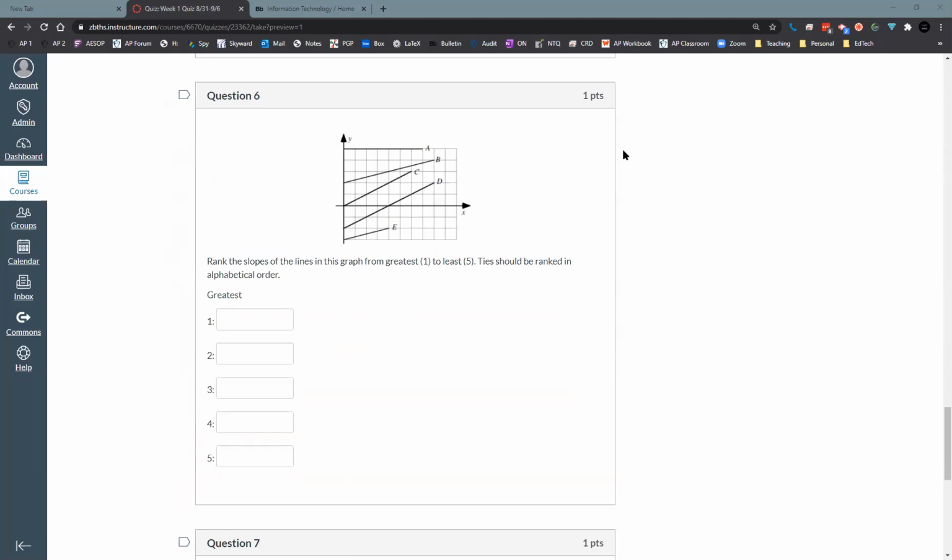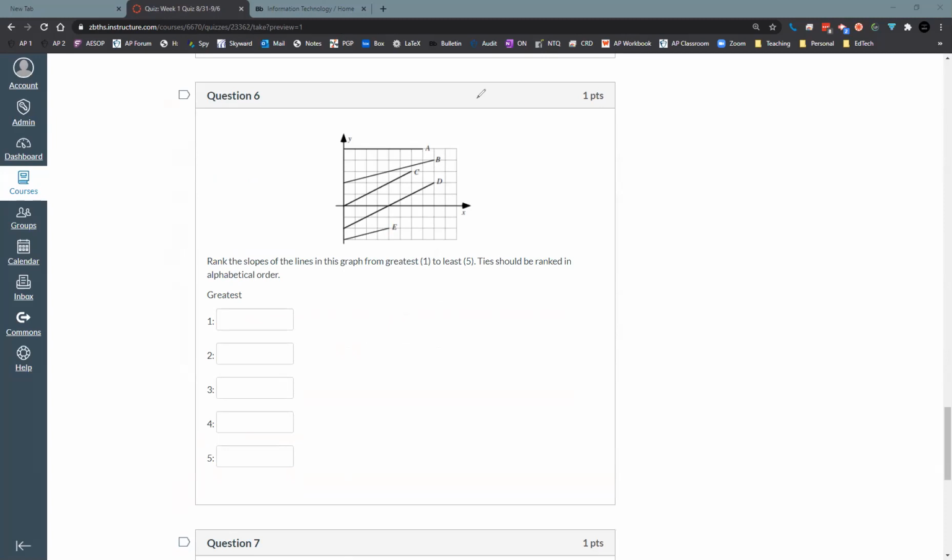Rank the slopes from greatest to least. Ties should be ranked in alphabetical order. So there are two ways to approach this. You can approach this just visually. Like C and D are obviously parallel, so they're going to be the same. So C, D have to be in order.